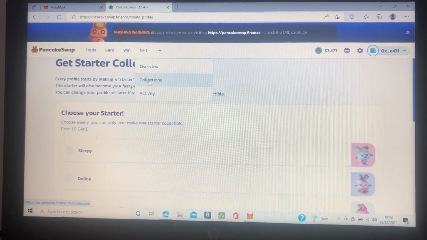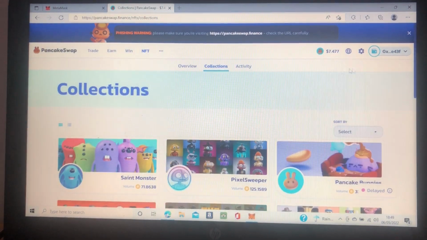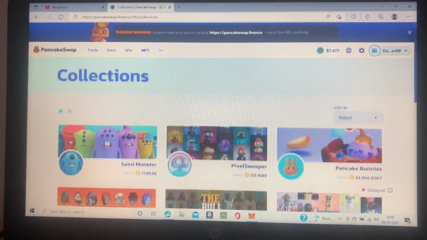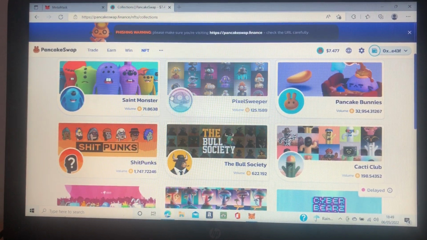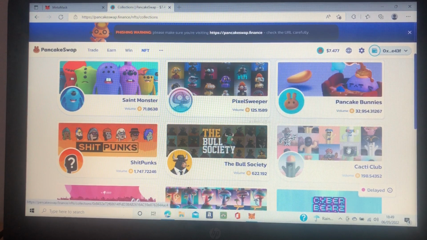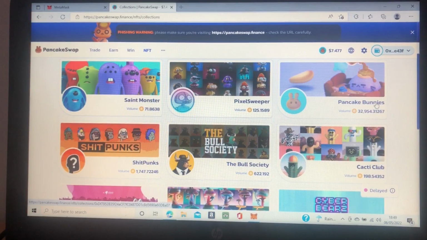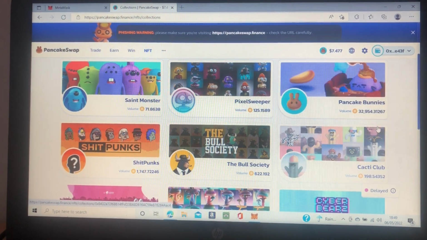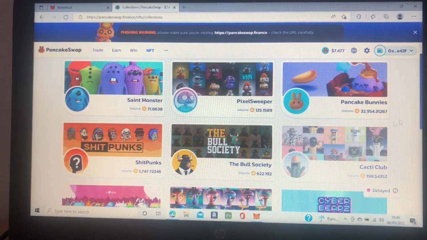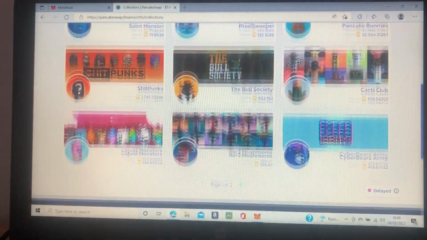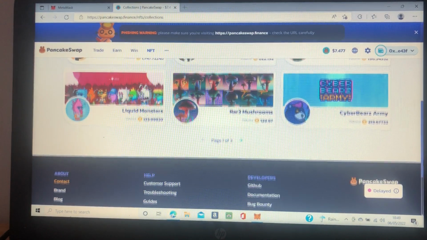Now collections, you see different NFTs, and so you have Saint Monster, BNB, Binance NFTs, Pixel Sweeper, Pancake Bunnies. So this is their trading volume. 225 BNB has been traded for this. 71 BNB has been traded for this. Pancake Bunnies, 32,000 BNB has been traded for it. And you could just go on and on.